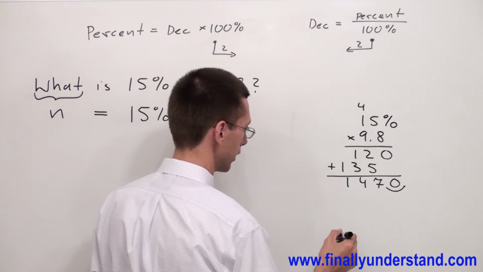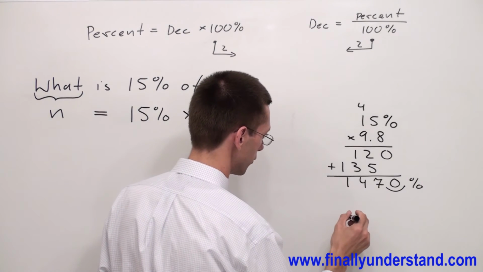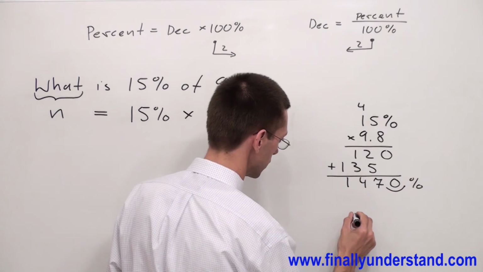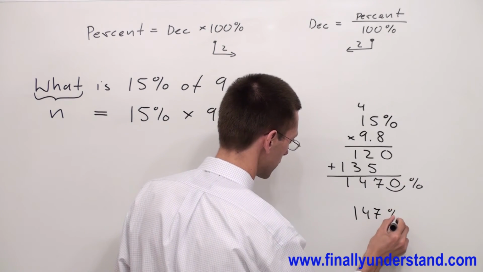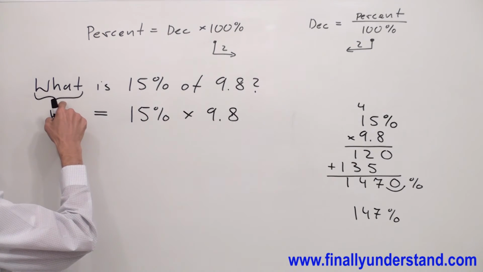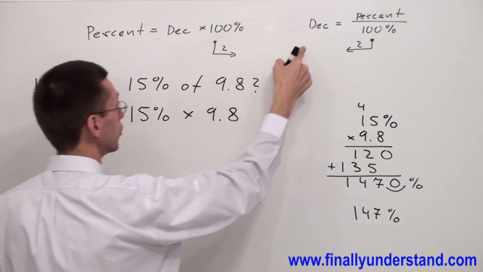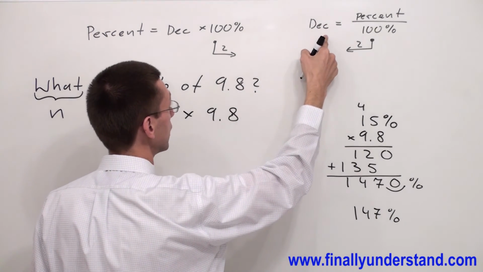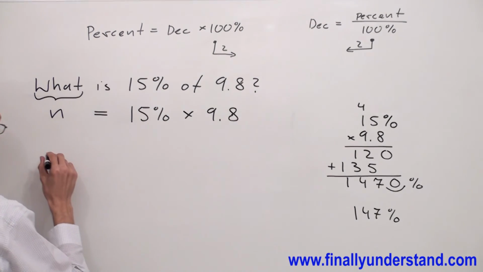left. Okay, and remember we have percents. So the answer for my multiplication is 147%. Now, the problem is asking me what. What means I have to find the decimal number. So I have to use this formula which says decimal number is equal to percent number over 100%.